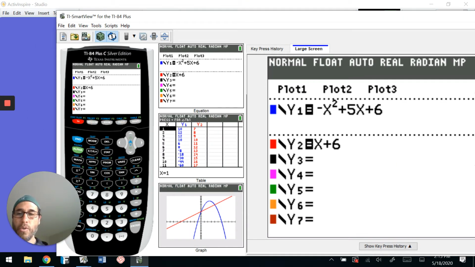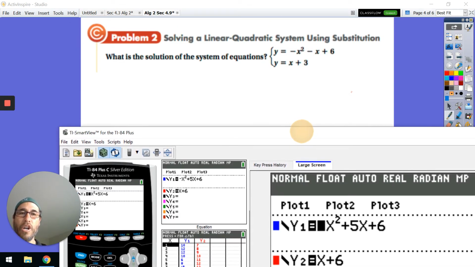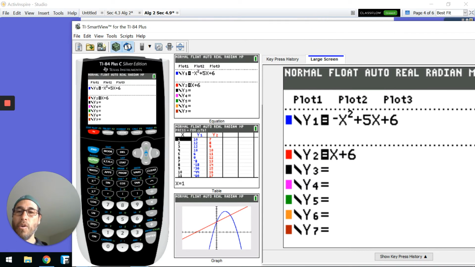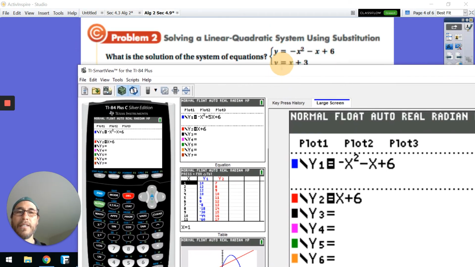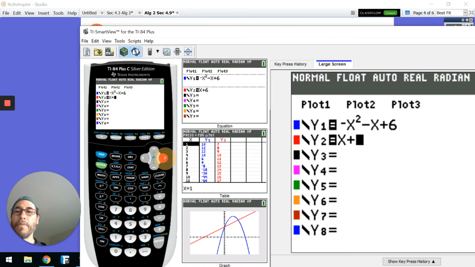Now, what should you be doing right now? What you should be doing right now is hit pause and see if you can get the answers on your own, okay? So hopefully you unpaused it. And what did I have? I had a negative x squared minus x, and then a plus 6. And my second one is x plus 3. Okay, so I just got to change a couple of things.